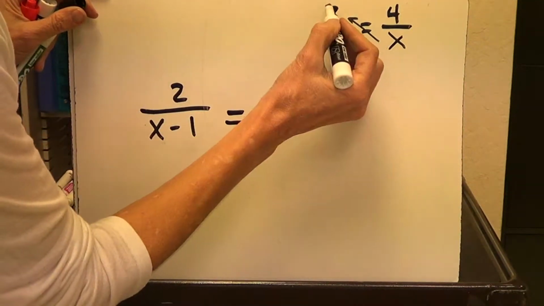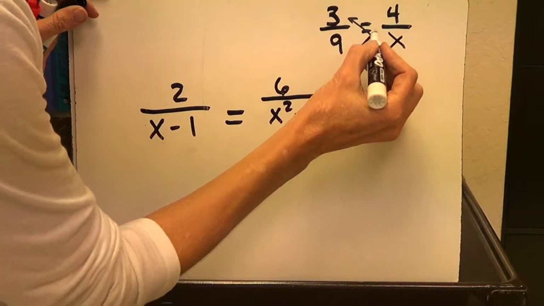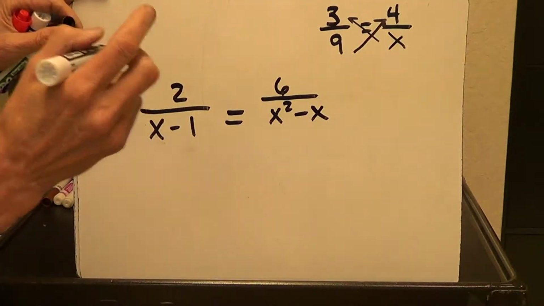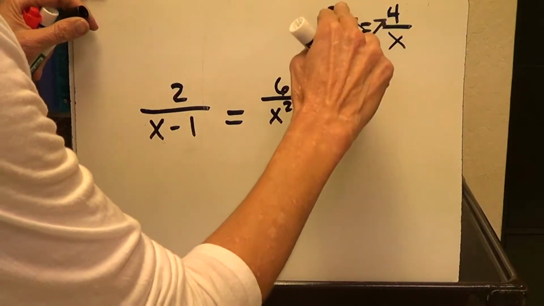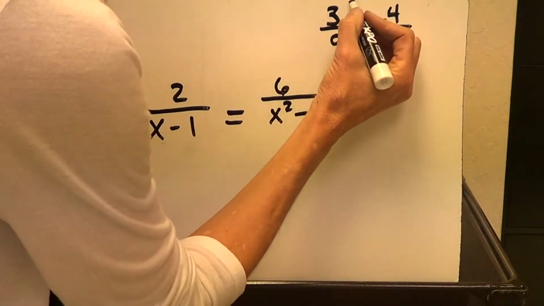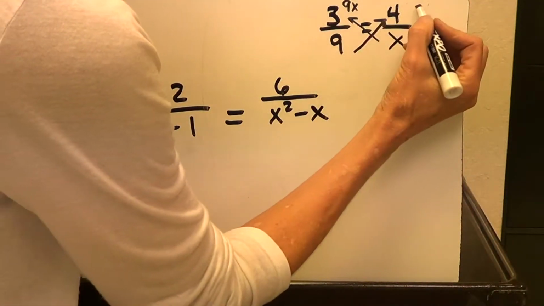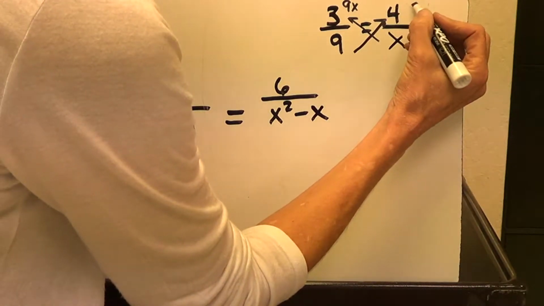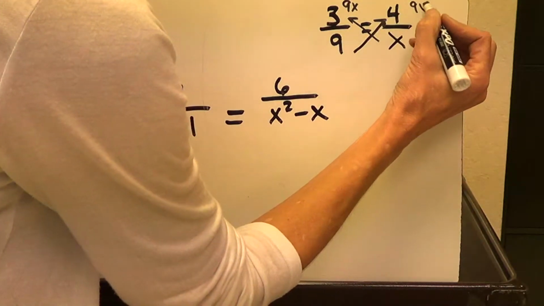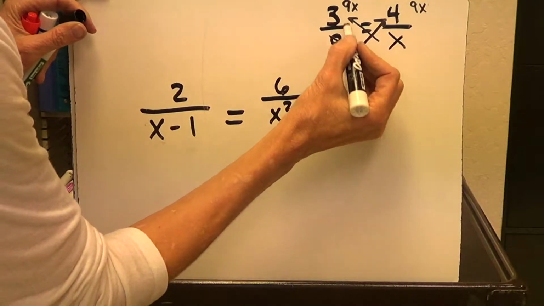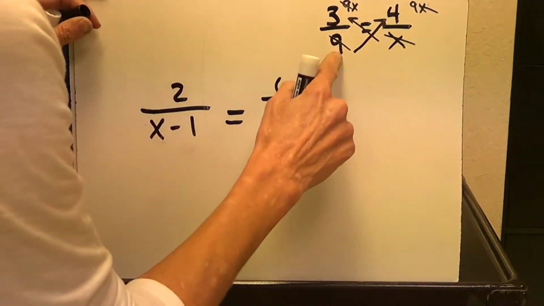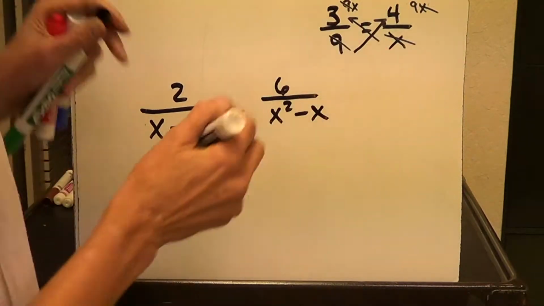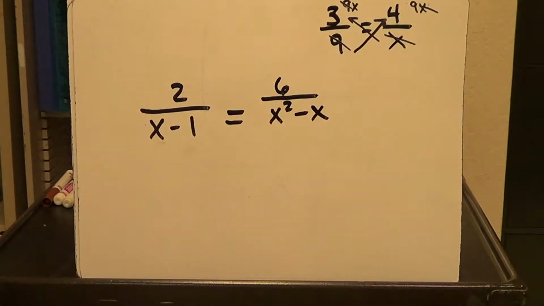You're taking this times this, but in reality what you're doing is you're taking your lowest common denominator and multiplying it by both sides. So it would be like 9x and 9x. And then what happens is the 9 cancels and the x cancels. And that's why it looks like you're just simply cross multiplying. We like to make sure at this point that you understand what you've done.